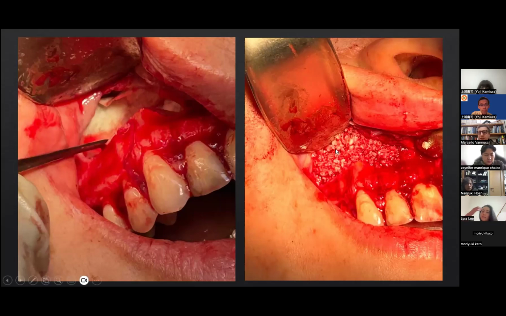So we use the sticky bone and we reallocate the sticky bone inside this lesion. The advantage of using sticky bone is the malleability of the sticky bone. If you use the classical technique, you put in small parts, so you need more time, and the possibility of gaps is greater.